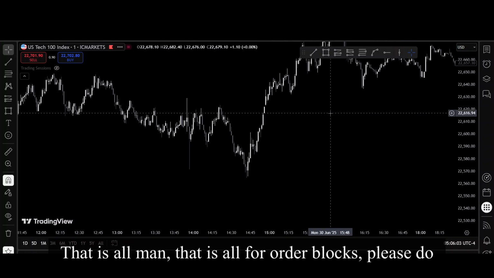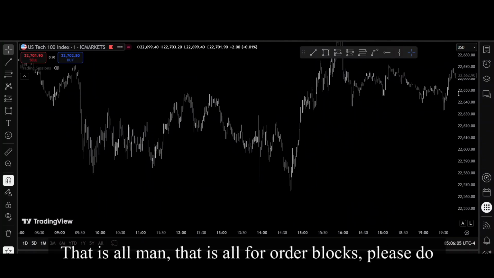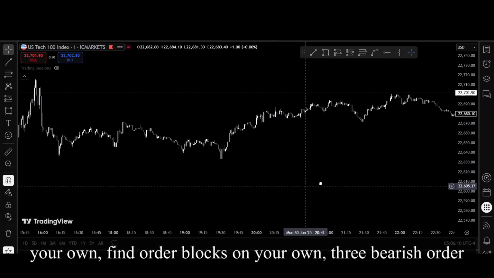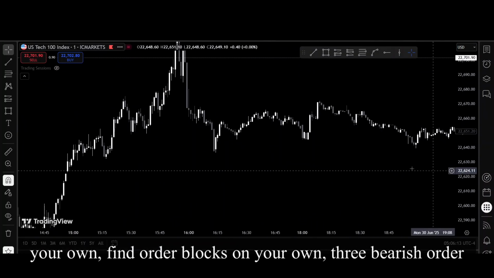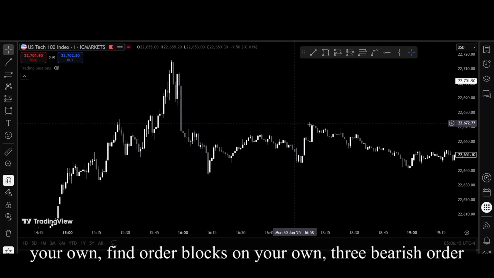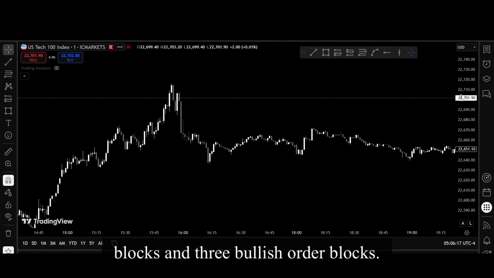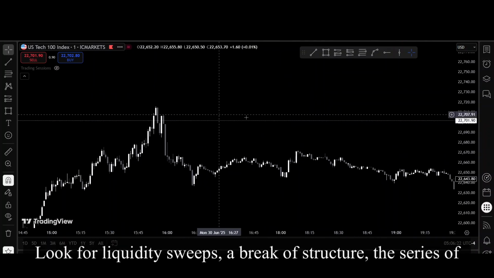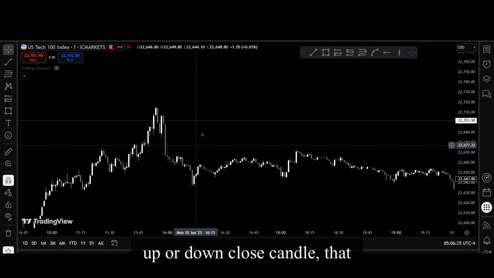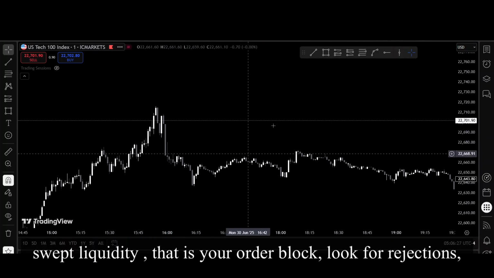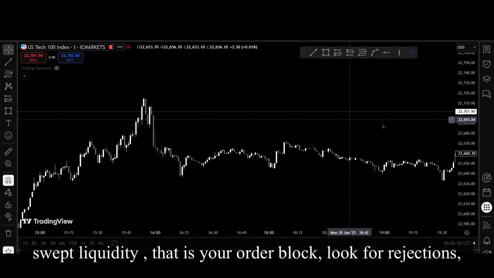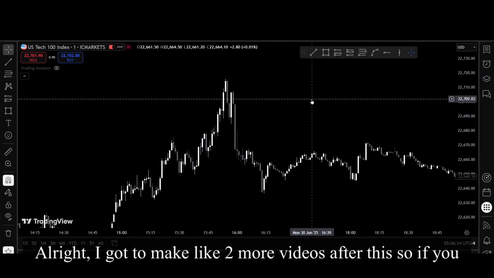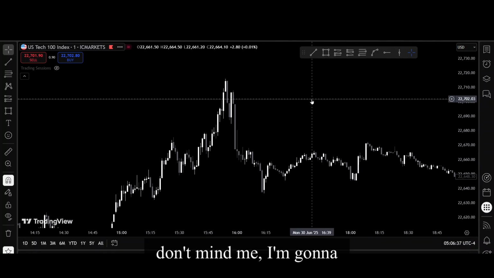That is all for order blocks. Please do remember to practice on your own. Find order blocks on your own: 3 bearish order blocks and 3 bullish order blocks. Look for liquidity sweeps, a break of structure, and the series of up or down close candles that swept liquidity. That's your order block. Look for rejections. That's your confirmation.